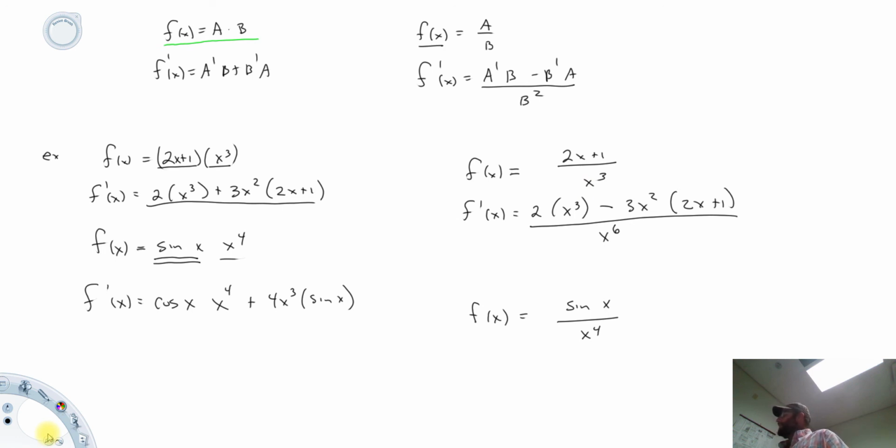Next example, if our function is sine x over x to the fourth, then the derivative of that function is the derivative of the top, which is cosine x, times the bottom, minus the derivative of the bottom, which is 4x to the third, times the top, over the bottom squared. Now if we take x to the fourth and that's squared, that's going to be x to the eighth. So these are some relatively elementary examples of applying the product and quotient rule.